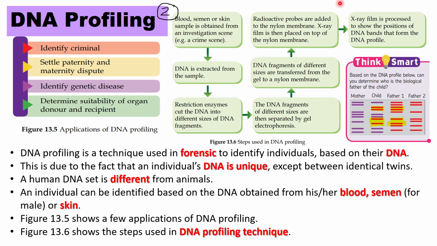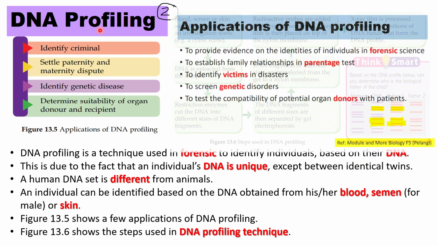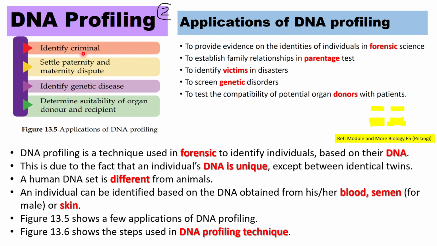Now let's look at the second application of biotechnology in life, and that is DNA profiling. So these are the functions or the applications of DNA profiling: to identify criminals, to settle paternity and maternity disputes, to identify genetic diseases, and to determine suitability or the compatibility of organ donor and recipient.